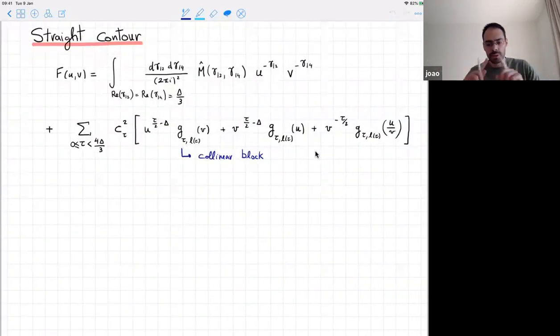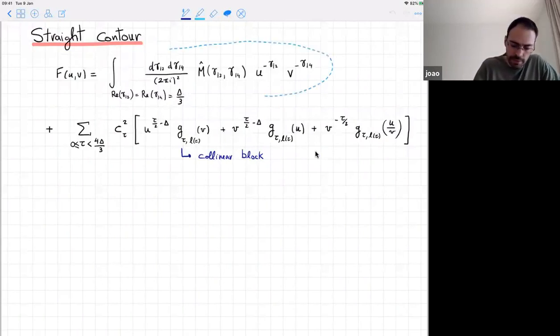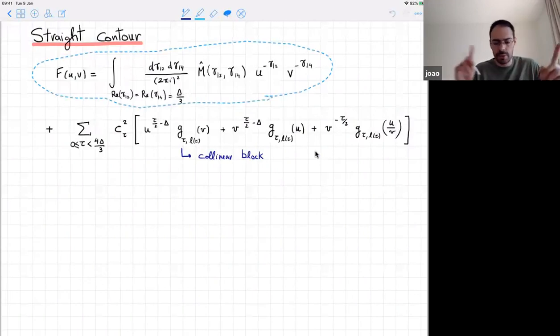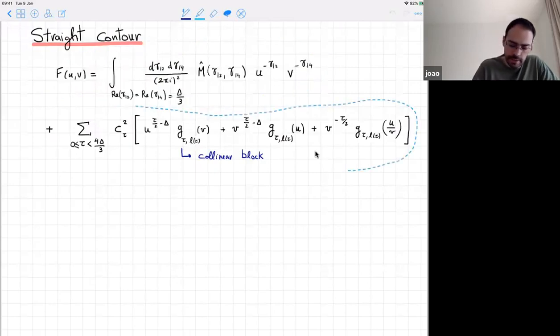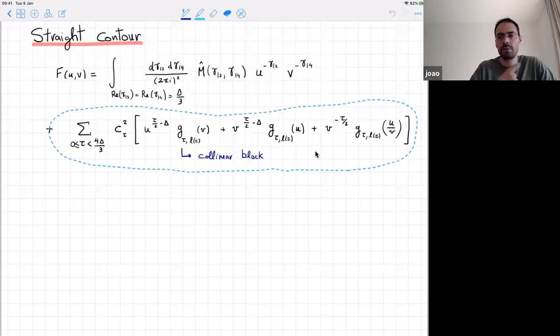So by bringing the three K contours together to this crossing symmetric point, that's what you get in the first line. And the second line is whatever you get by deforming the contour: you pick up all the poles. And it turns out that the poles in the Mellin amplitude translate into collinear blocks in position space. So that's the extra terms you get.